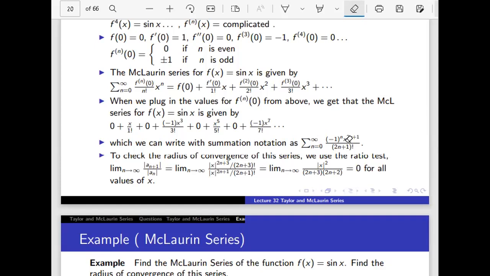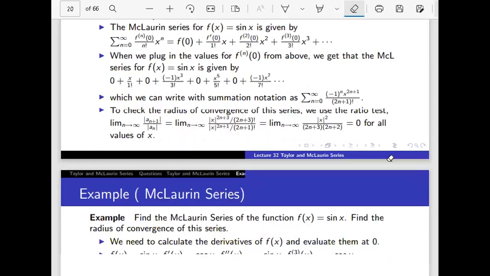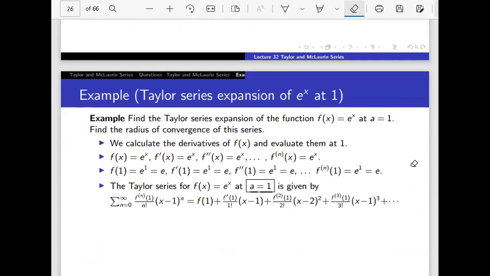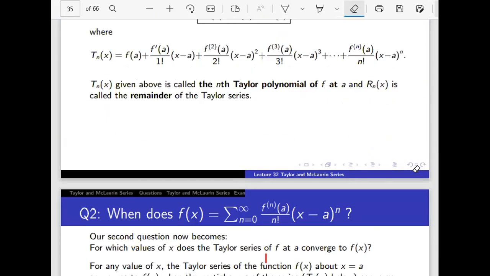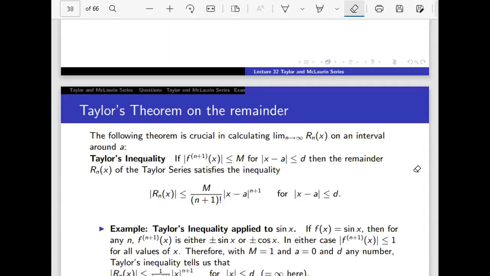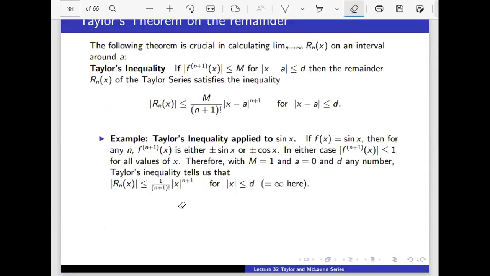We cannot deal with infinitely many terms. We have to consider finitely many terms, the first few terms only, or a partial sum. So we identified what M is.